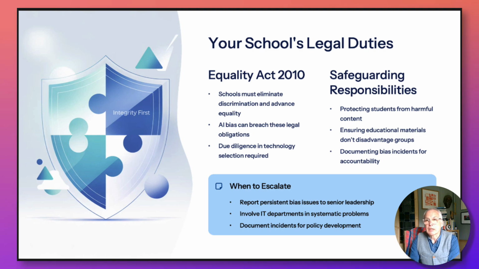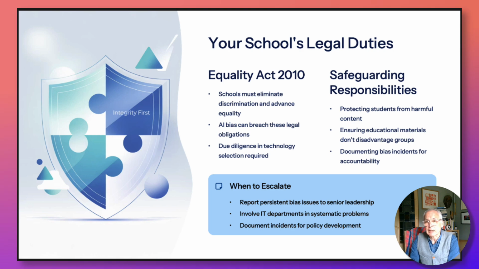It's important to understand that addressing AI bias isn't just good practice, it's a legal requirement. Under the Equality Act of 2010, schools have a duty to eliminate discrimination and advance equality of opportunity. This means if we're using AI tools that consistently disadvantage certain groups of students, we could be breaching our legal obligations. Additionally, our safeguarding responsibilities extend to protecting students from harmful digital content, including biased AI outputs.